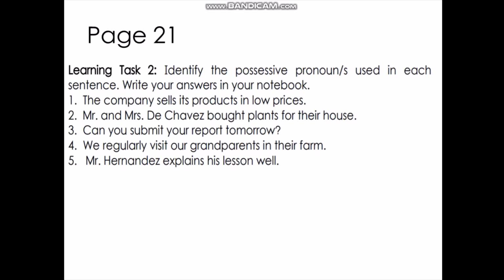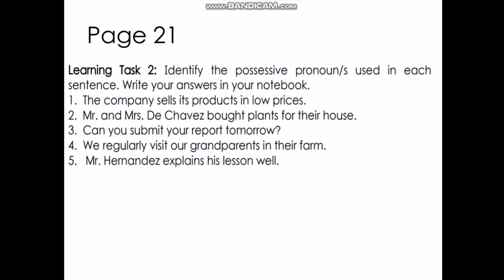So now let's do page 21, learning task 2. Get your paper, write 1 to 5, answers only. So the instruction, we need to identify the possessive pronoun or pronouns, can be 2 answers, used in each sentence. So you need to write your answer in your paper.